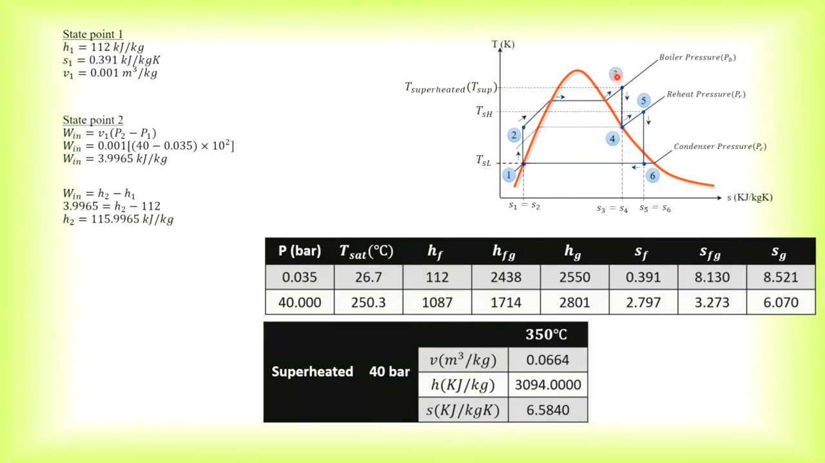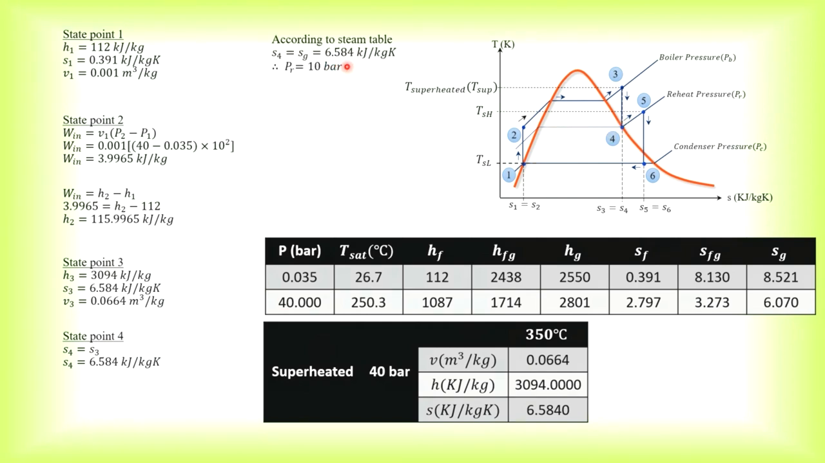Please make sure you have the entropy written down, because 3 to 4 is constant entropy, isentropic. 5 to 6 is also isentropic, which is constant entropy. Which enables you to find out the property at the point after that. That means 4 and 6. So say state 3, we get the enthalpy and the entropy. State point four, we equate both the entropy. Then to state point four, again, we can find out the dryness fraction.